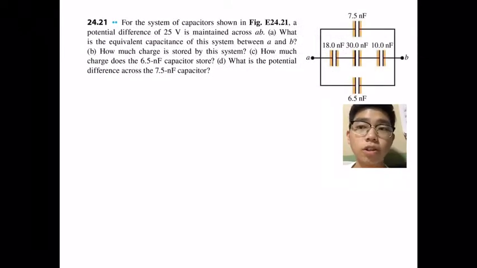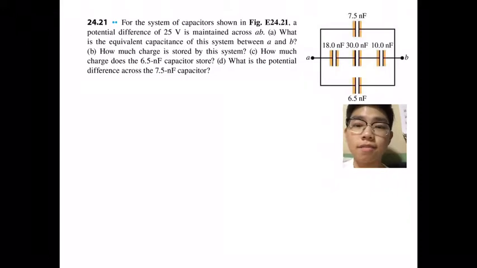For our next question, for the system of capacitors shown in this figure, a potential difference of 25 V is maintained across AB. What is the equivalent capacitance of the system between A and B? How much charge is stored by the system? How much charge does a 6.5 nF capacitor store? And what is the potential difference across a 7.5 nF capacitor?